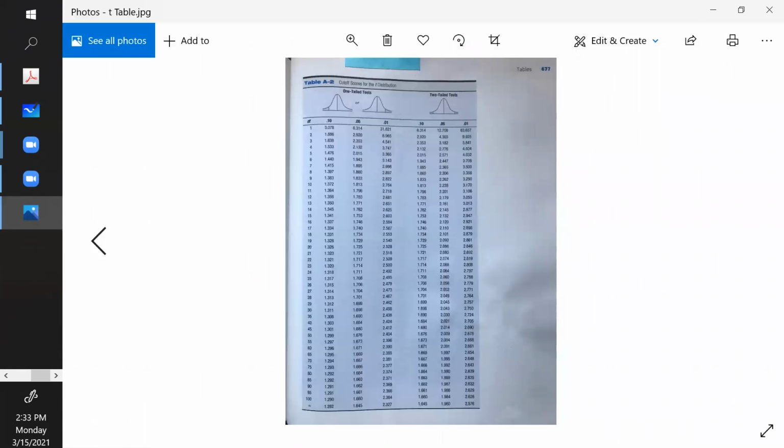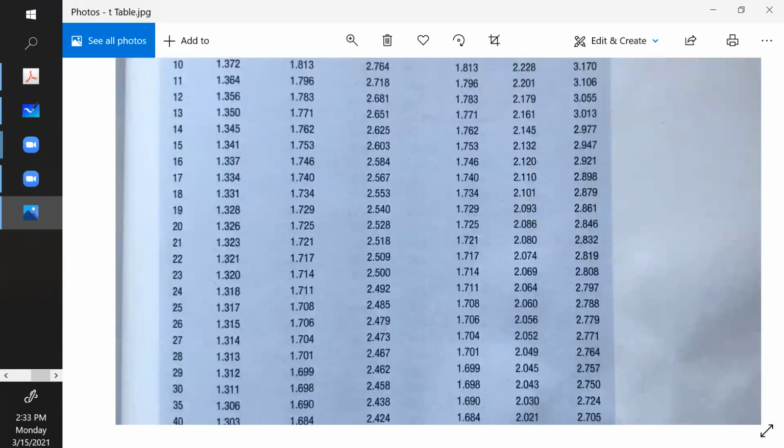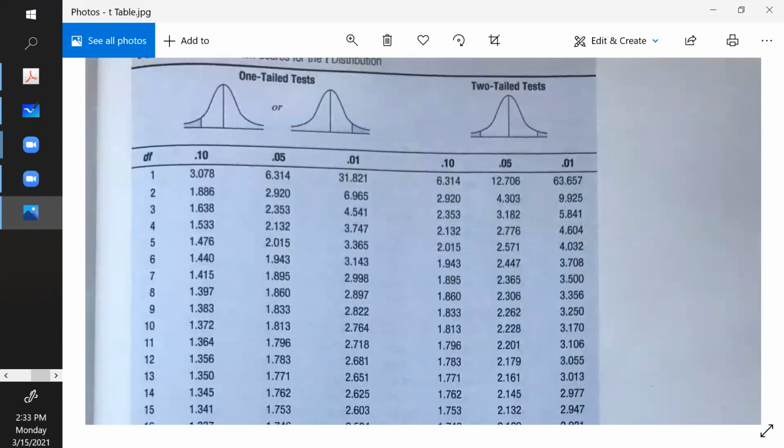If we expand this so we can actually see it, we see how the columns are laid out. The one-tailed test is here on the top. So here we're looking at the one-tailed test. Degrees of freedom, here's our 4 degrees of freedom, and we're looking for 0.05. We look for a two-tailed test because that's what we're doing here, and with degrees of freedom 4 and 0.05, we find out that our cutoff point is 2.776.